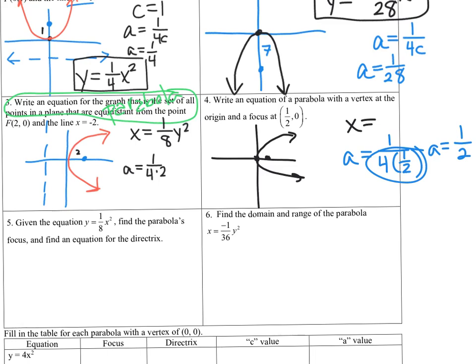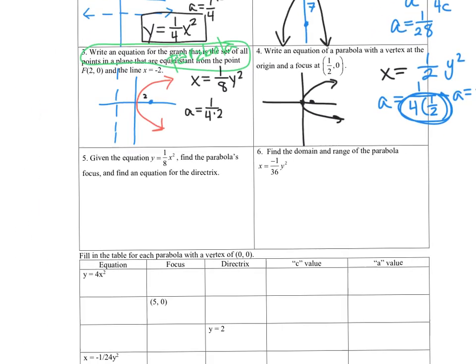So then I'm going to have a positive a equals 4 times 1/2, yeah, that's right. x equals positive 1/2 y squared.